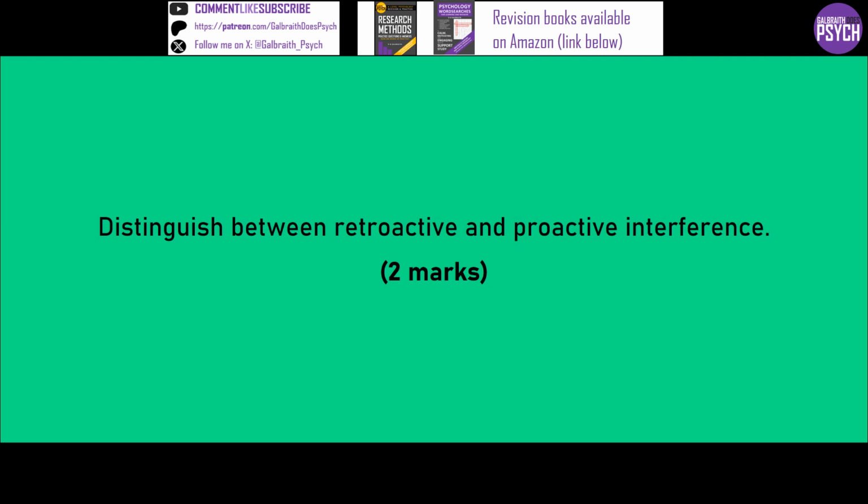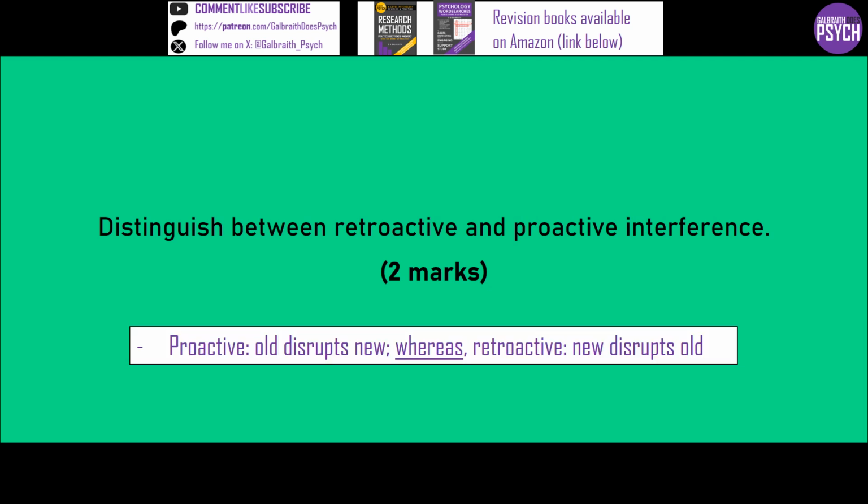Okay, distinguish between retroactive and proactive interference. The command word here is distinguish, so that means that we need to explain the difference between them. We're not going to bother just with definitions or similarities, it's the difference. And I'm probably going to use some comparative language in the middle. So proactive is where old information disrupts new information, whereas retroactive is where new information disrupts the recall of older information. There you go, 2 marks.